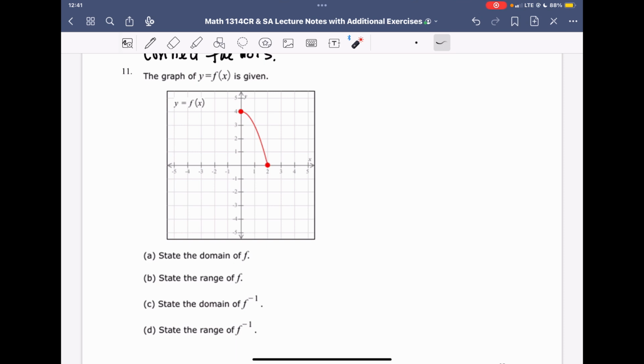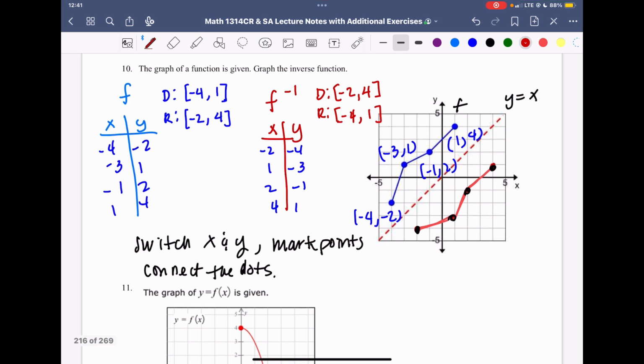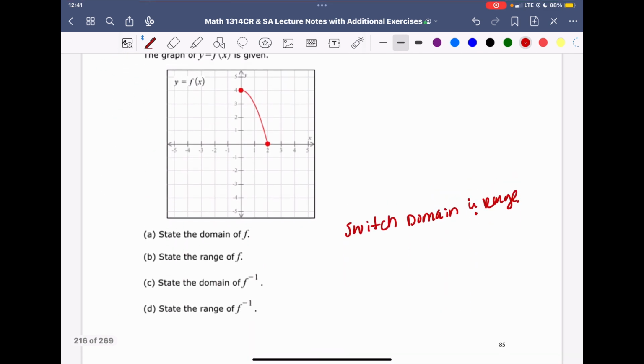So this is just telling you to find domain and range. You just switch domain and range again. Okay. So everyone understood that, right? First one.